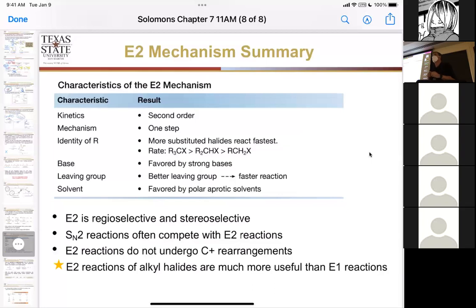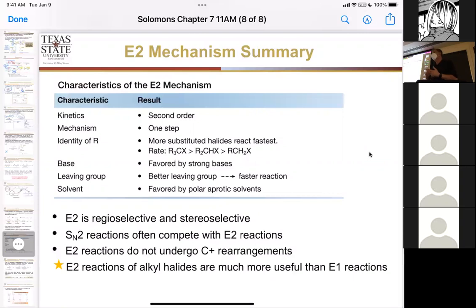Okay, think about that. Polar protic solvents promote carbocations. Do we form a carbocation in this reaction? No. Therefore, in a polar aprotic solvent, it will go faster. Okay, so questions on that. So that's all of E2.